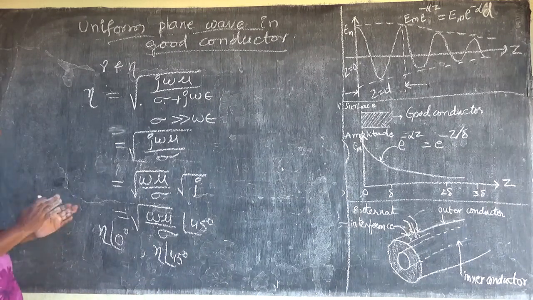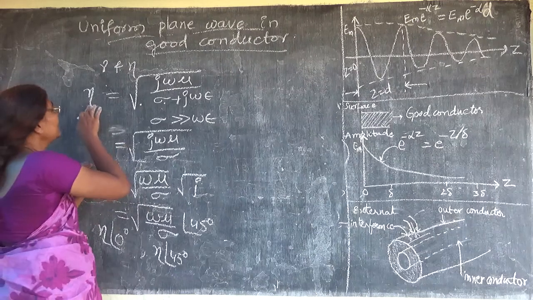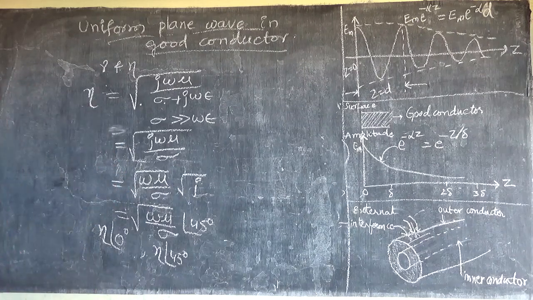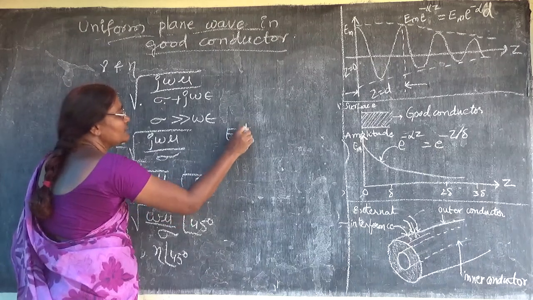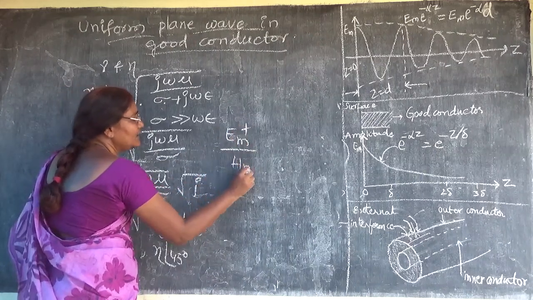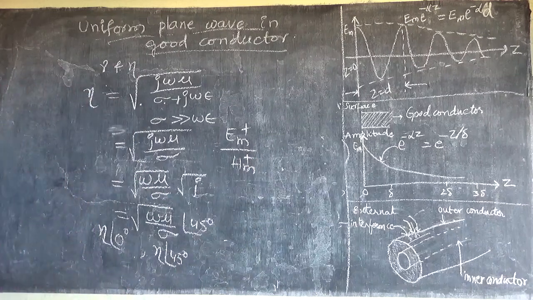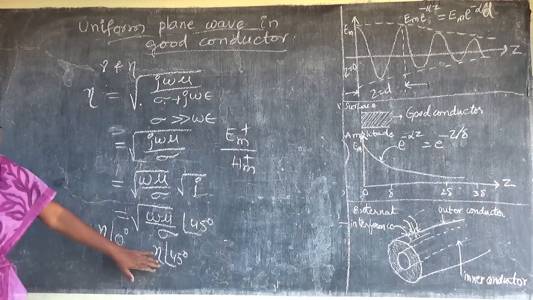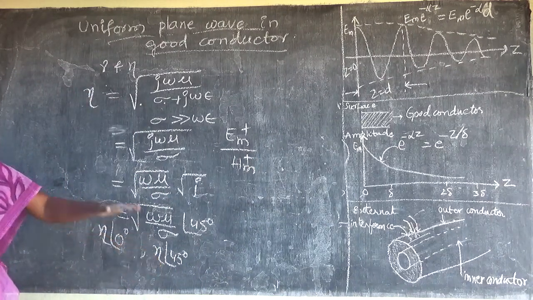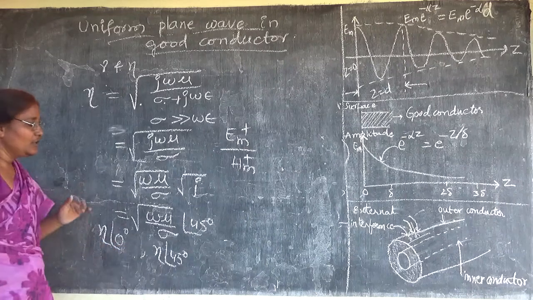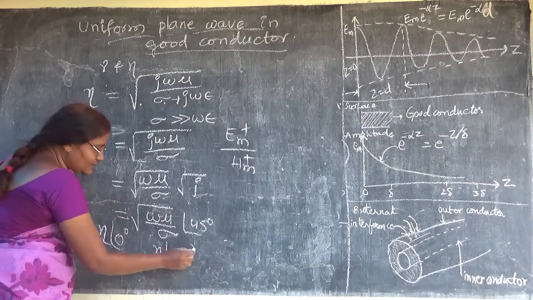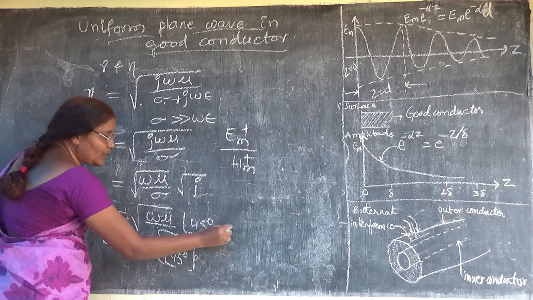What does it show? What is intrinsic impedance? It is the ratio of E maximum plus to H maximum plus. This is what we have learned. So what does this angle show? It shows the angle between the electric field component and the magnetic field component. That is what it shows. And this is always positive. This angle is a positive angle.